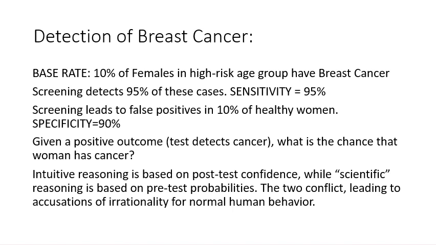So now we ask the question. Suppose that a woman goes in for screening, and it turns out positive. What is the chance that she has cancer? So this question often leads to large numbers of answers which are wrong according to the pre-experimental probability theory, and this has caused a lot of confusion, and it has caused accusations that human behavior is irrational. But we will see that this is not so.